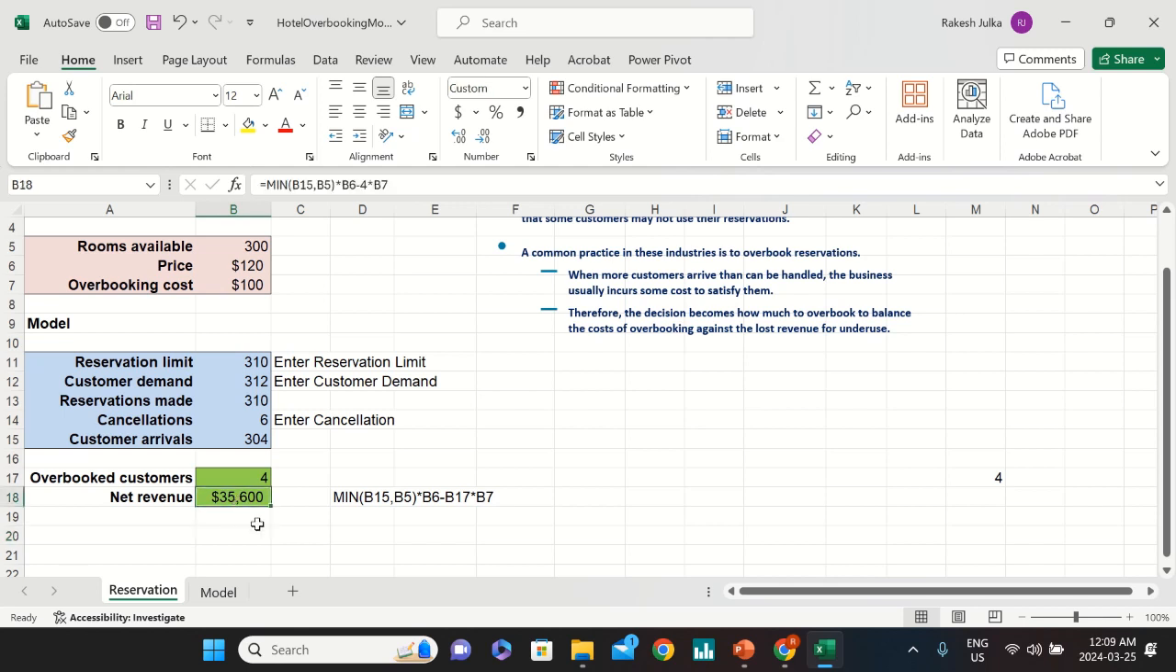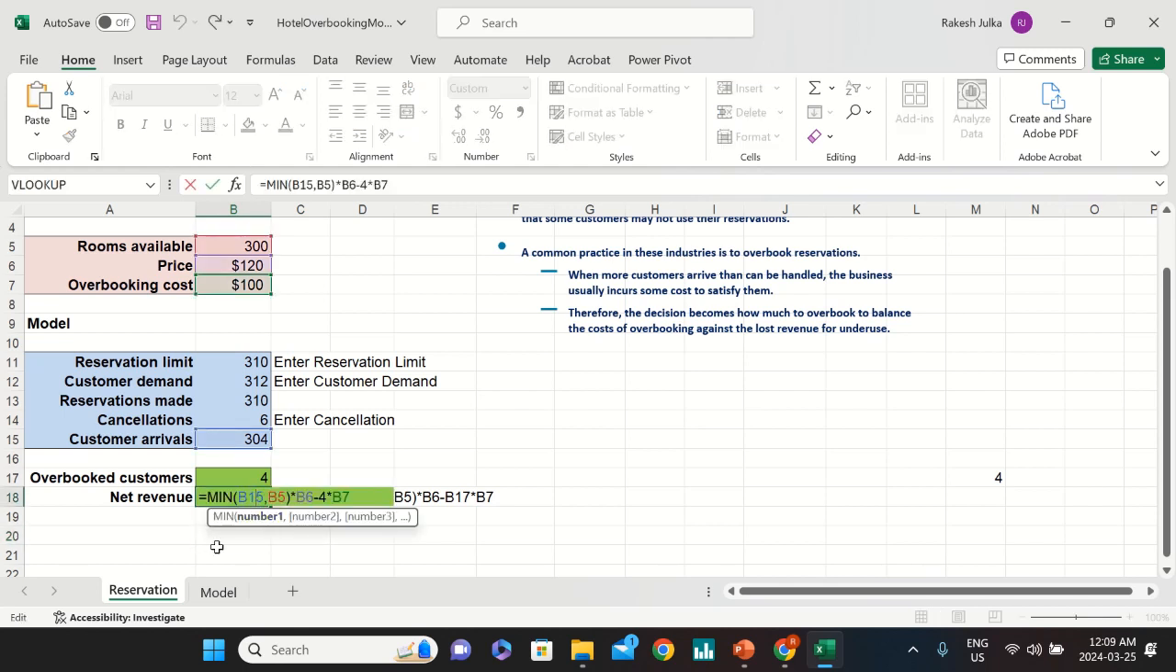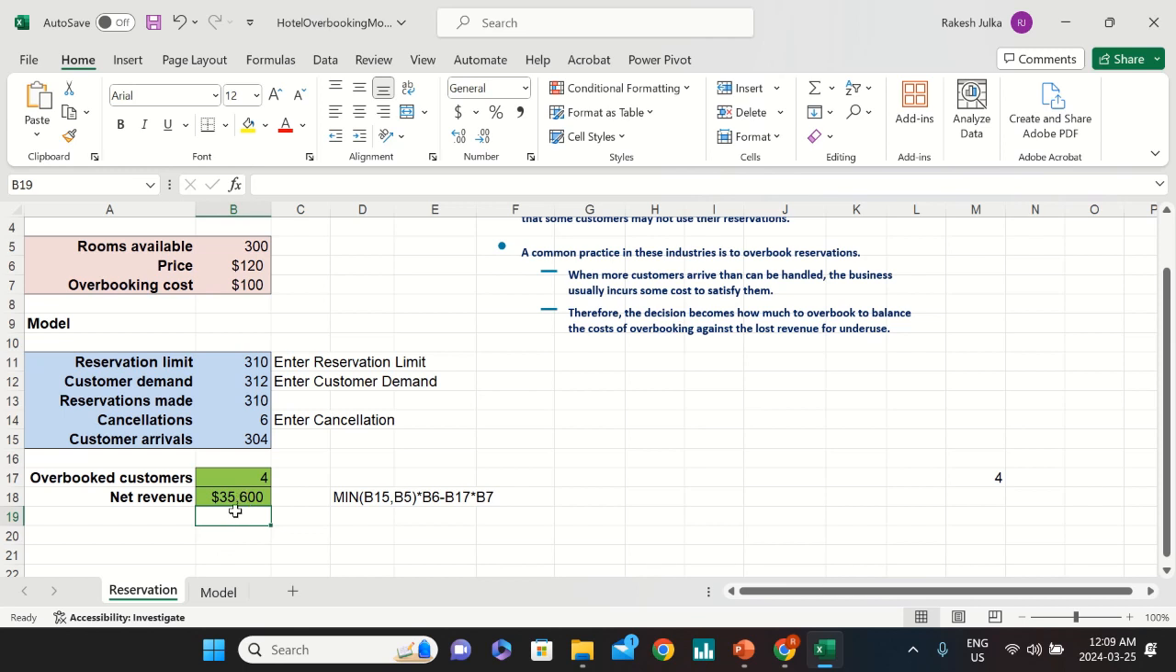When we press enter, we find 35,600. So this is the profit that we have made.